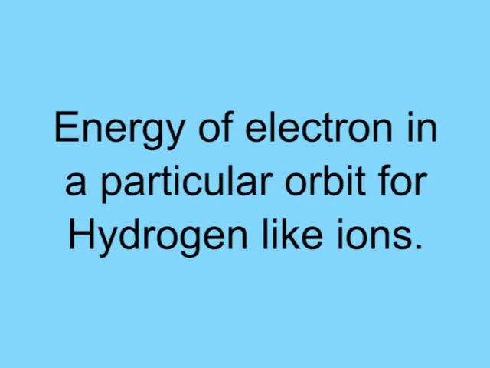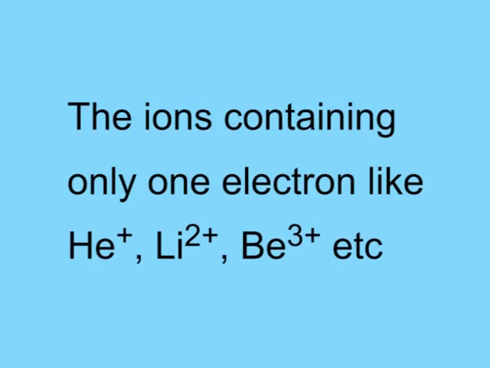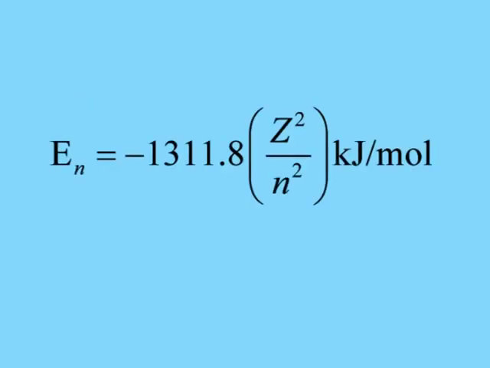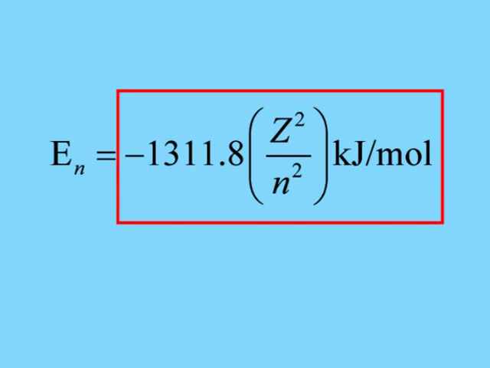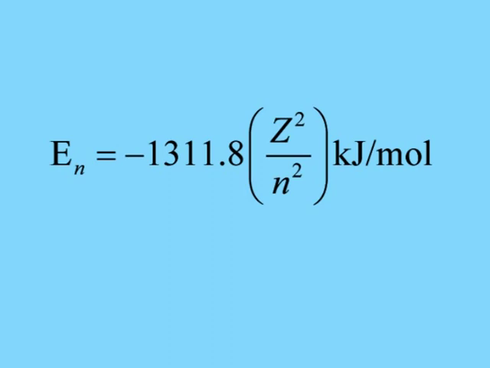Bohr's theory can be applied to the ions containing only one electron, like monopositive helium, dipositive lithium, tripositive beryllium. The energy associated with these kinds of ions is given by expression En is equal to minus 1311.8 into Z square upon n square kilojoules per mole. Here, Z represents the nuclear charge, which is equal to atomic number.